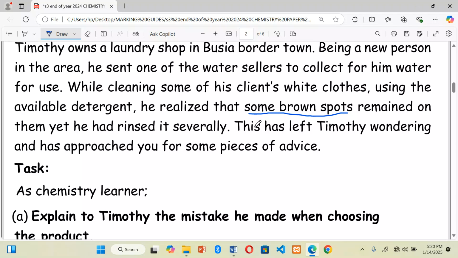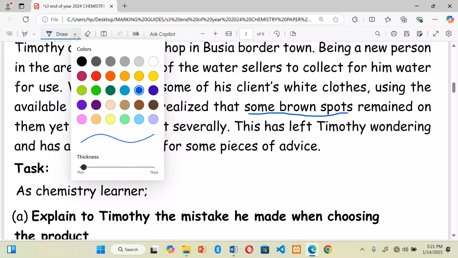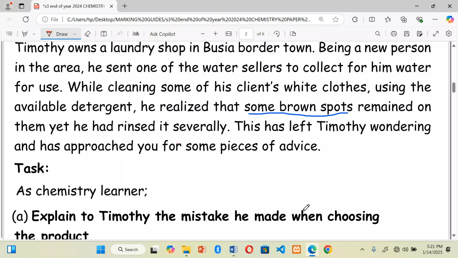One thing we know about water which can bring about the brown spots is hard water, because hard water with soap, the bar soap, will leave these brown spots. Which means there must be a problem he made in choosing the detergent that he used. That's what a learner was required to find, where the problem was.